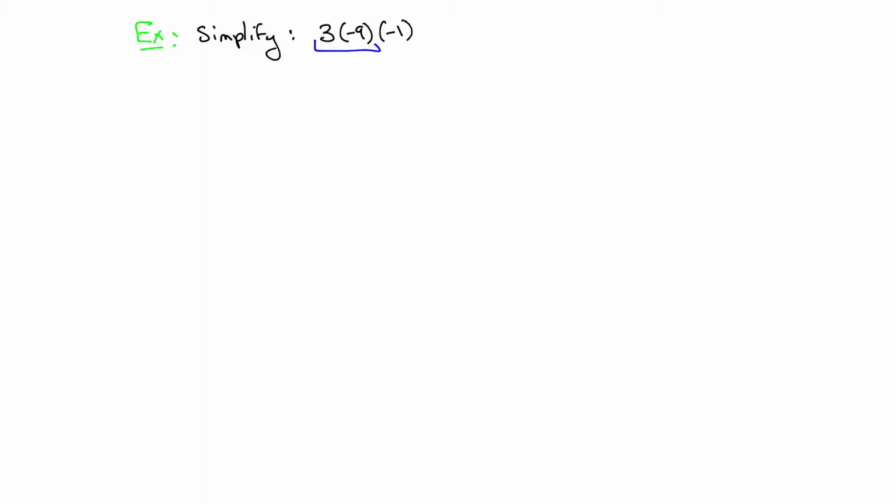I'm going to do these ones together. That would be 3 times negative 9. That would be negative because it's a positive times a negative. 3 times 9 is 27, so we get negative 27.